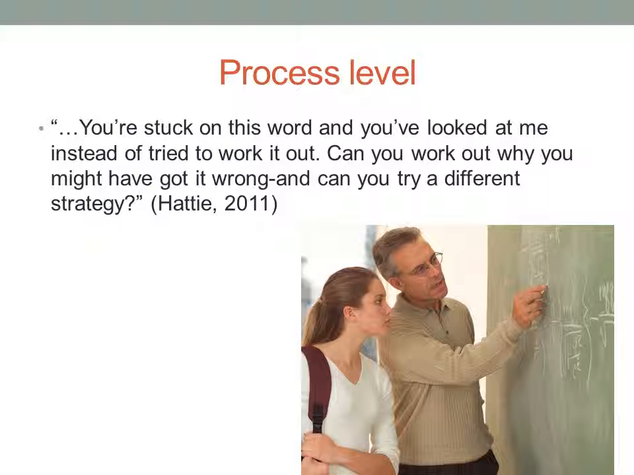Feedback at the process level is aimed at processes used to complete a task and can lead to alternative processing. This feedback at the process level produces a deeper understanding than feedback at the task and product level. This is an example that Hattie used on page 119 of a process level feedback. "You're stuck on this word and you looked at me instead of trying to work it out. Can you work out why you might have got it wrong, and can you try a different strategy?" This example challenges students to develop an alternative learning strategy.